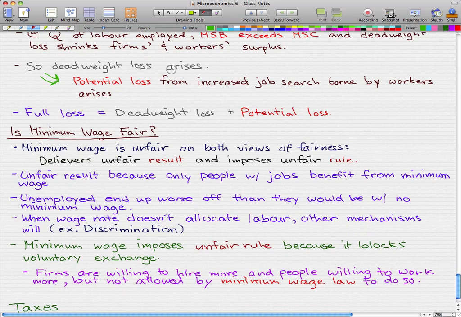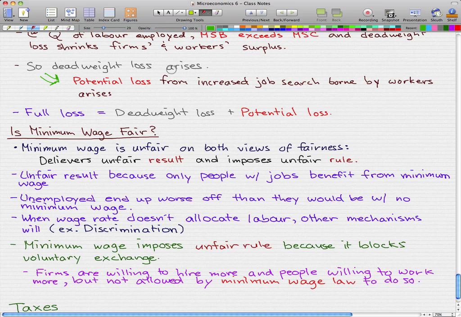The minimum wage is unfair on both views of fairness, which we went through in one of my past videos with respect to rent ceilings. It delivers an unfair result and imposes an unfair rule. The unfair result is because only people with jobs benefit from the minimum wage. The unemployed end up worse off than they would be without minimum wage because they don't have a job to begin with, and it's even harder to find a job now.